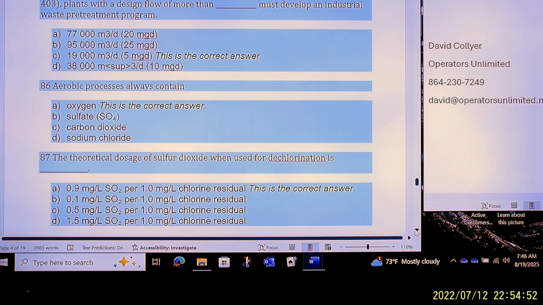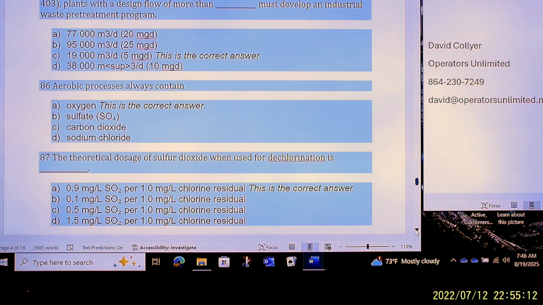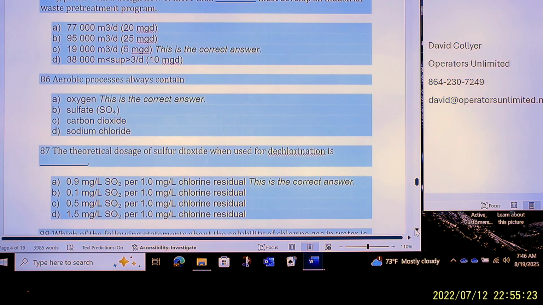85. In the United States, as part of the National Pretreatment Program, 40 CFR Part 403, plants with a design flow of more than blank must develop an industrial waste pretreatment program. A, 20 mgd, B, 25 mgd, C, 5 mgd, or D, 10 mgd. The answer to 85 is C, more than 5 mgd.